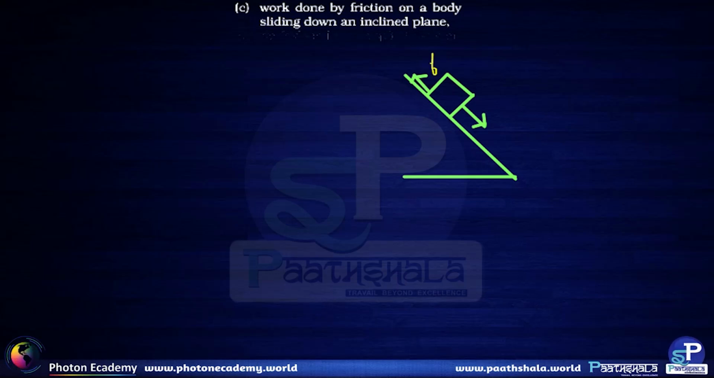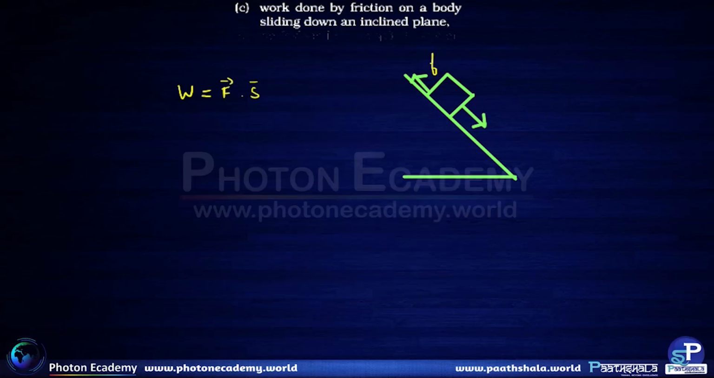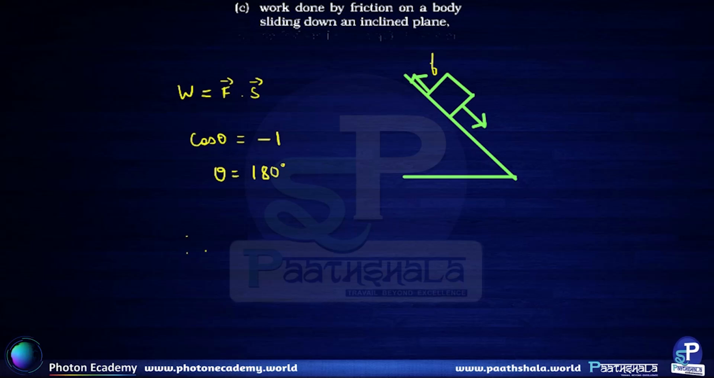As we know, work done is equal to F dot S. Here cos theta is equal to -1. Why? Because theta in this situation is 180 degrees. Therefore work done will be negative by the friction force.